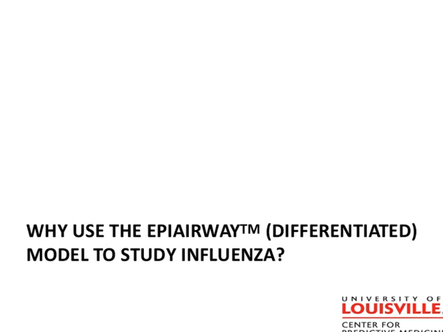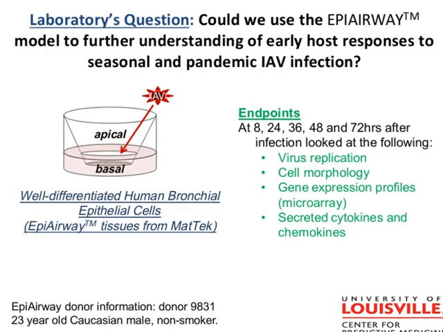Our next question was, could we use the EpiAirway model to further understand early host responses to seasonal and pandemic influenza infection? We used the EpiAirway tissues from MatTek, and we repeated this experiment 3 times. The cells were infected with our isolates at 1 virus per cell at 8, 24, 36, and 72 hours after infection.